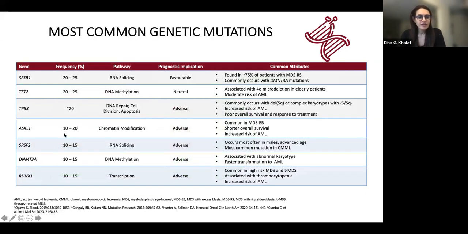Some of the mutations that are associated, but of course we have more. SF3B1 is associated with the ring sideroblast, and this is a good risk MDS. Others, the TET2, the ASXL1, and the DNMT3A are very common in patients with CHIP. TET2 is also associated with CMML. TP53 is commonly associated with very poor survival, and we see it often in patients with complex cytogenetics, meaning more than 3. And SRSF2 or ASXL1 on its own are associated with adverse risk, and RUNX1 as well, and this could be associated with thrombocytopenia, and it could be familial.